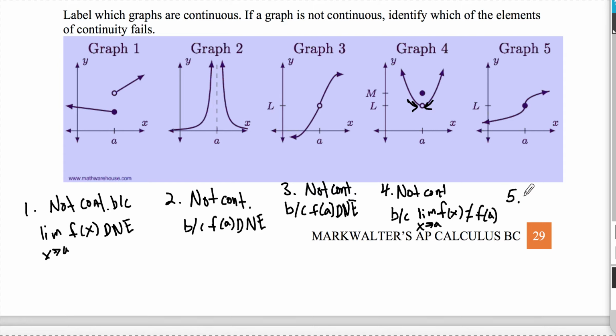And graph number 5. This graph is continuous. Notice to draw this, we wouldn't have to pick up our pencil to pass through where that point is. There's a point, the left and right side come together at that point, so the function is continuous. There we go.